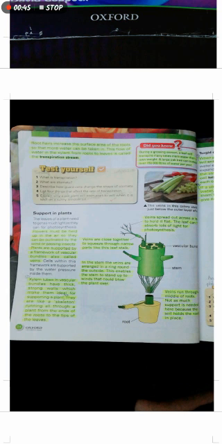Flowers must be held up in the air so they can be pollinated by the winds or passing insects. What is pollination? Pollination means that they can be fertilized by the transfer of the pollen to the stigma.